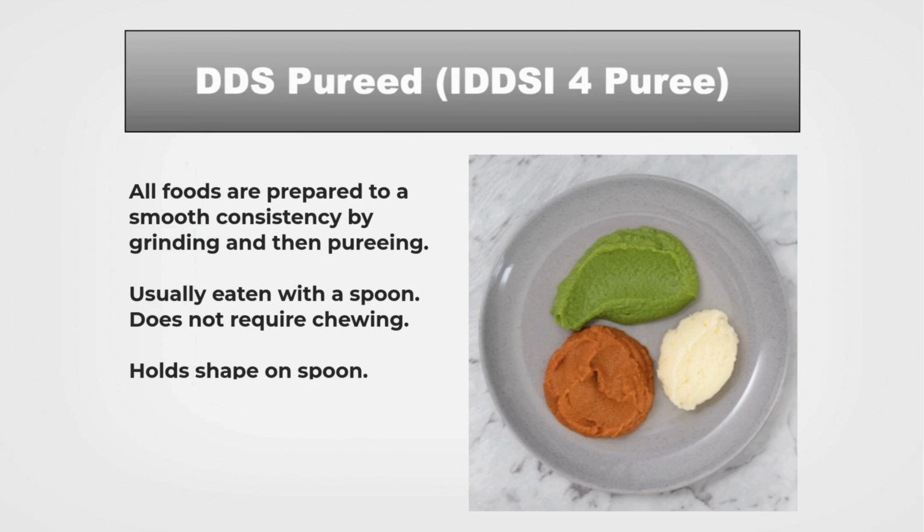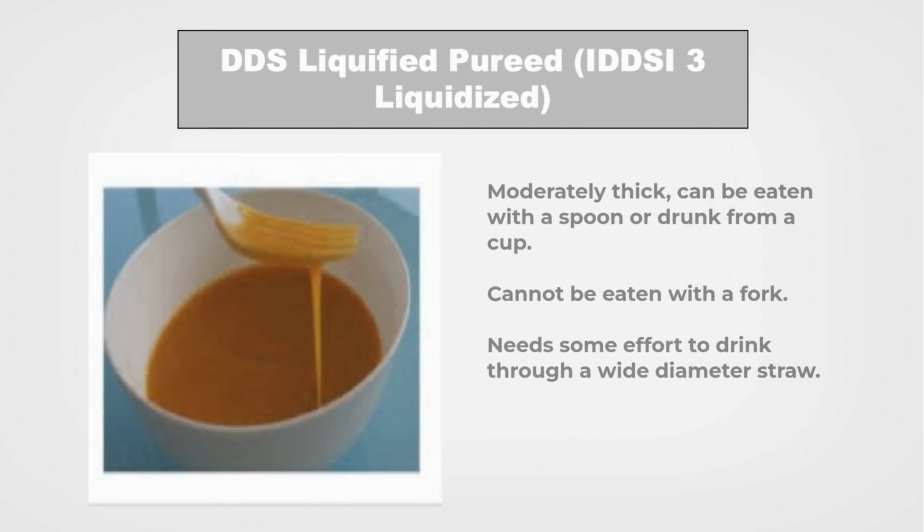DDS pureed, IDDSI 4 puree. All foods are prepared to a smooth consistency by grinding and then pureeing. Usually eaten with a spoon. Does not require chewing. Holds shape on spoon. DDS liquefied pureed, IDDSI 3 liquidized. Moderately thick, can be eaten with a spoon or drunk from a cup. Cannot be eaten with a fork. Needs some effort to drink through a wide diameter straw.